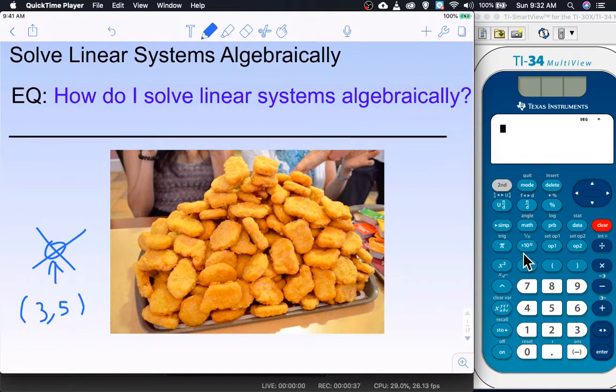The next lesson we learned about special systems, like what happens if our lines are parallel and they don't intersect. We saw that had no solution. And then we also saw what happens if our lines are overlapping. If it's the same line, we found out that had infinitely many solutions. But all of those were essentially solving by graphing, and solving by graphing is not the best way.